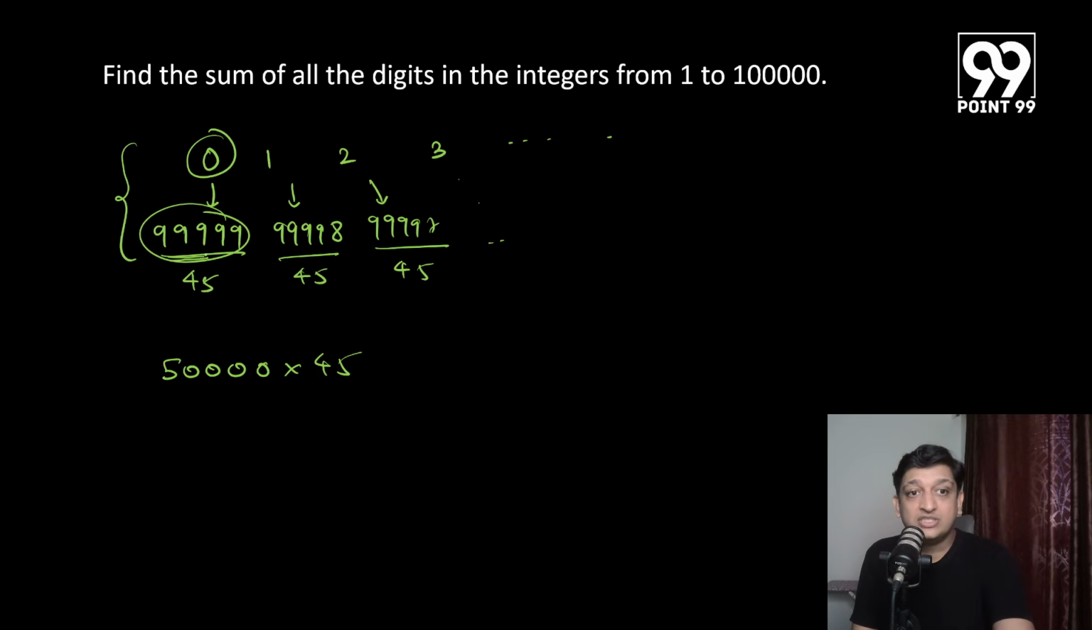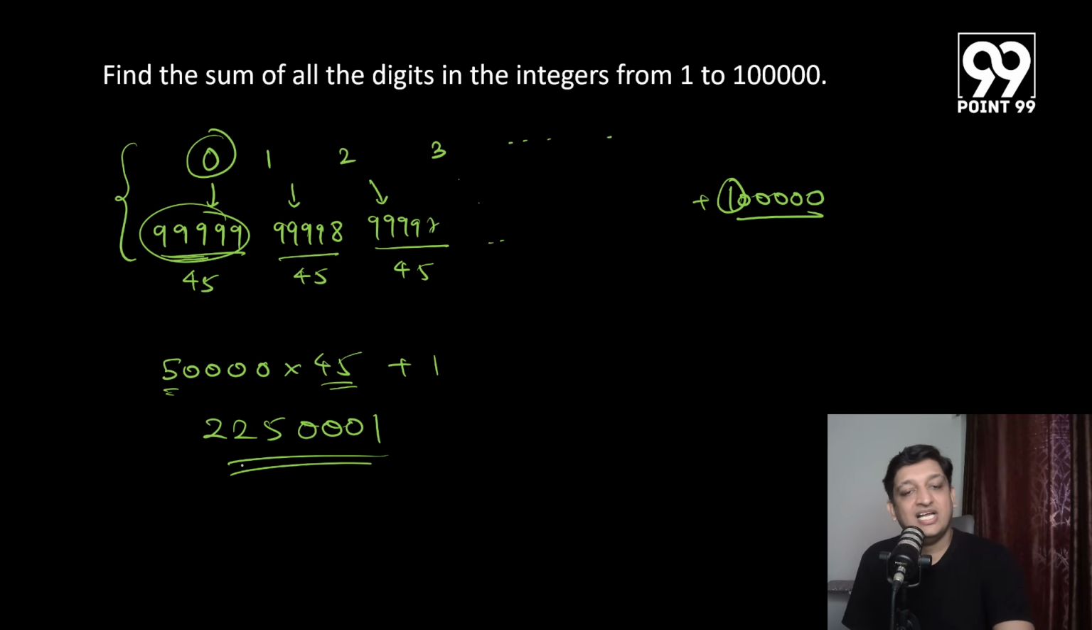But our count doesn't stop here. We also have to add 1 lakh, which basically means we also have to add 1 to it. And that is basically our answer, right? 45 into 5 is 225, followed by 3 zeros, followed by a 1. So our answer is 225,00001. That's it. We need not sit and count all the digits. We need not sit and count all the single digit numbers, 2 digit numbers, 3 digit numbers, not required at all. Just have to form pairs.